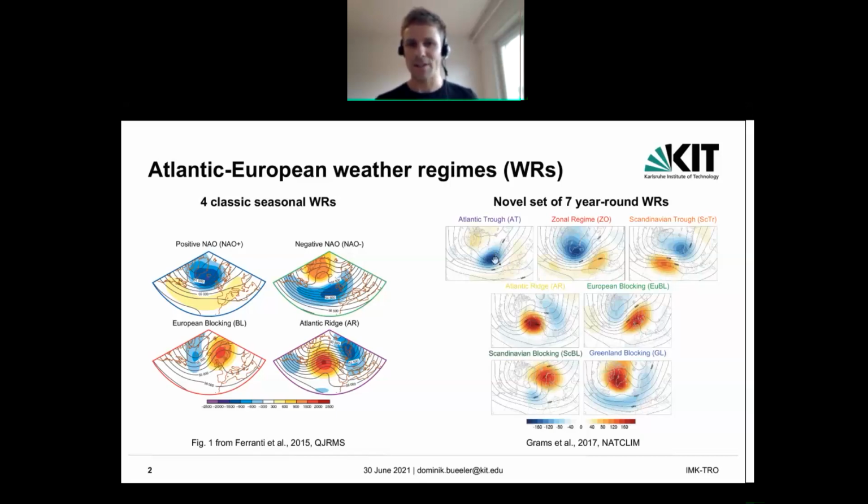There's the Atlantic trough here on the top left, and we have the zonal regime that strongly corresponds to the positive NAO, and we have a Scandinavian trough. Then for the block regimes, we have the Atlantic ridge that corresponds to the one in the original definition. But then we have 2 flavors of the classic blocking regime: the European blocking and the more northerly located Scandinavian blocking. And finally, we have the Greenland blocking that is strongly linked to the negative NAO.